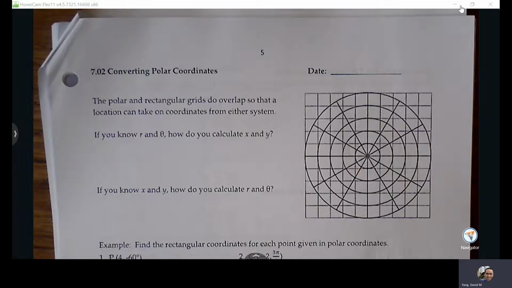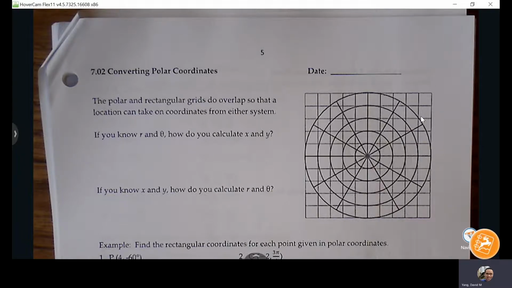All right, so yesterday we focused on finding ordered pairs from a polar perspective. So instead of going left and up, or horizontal and vertical, we're doing angle measure, and then we're walking out either towards that angle or away from that angle, depending on the radius.